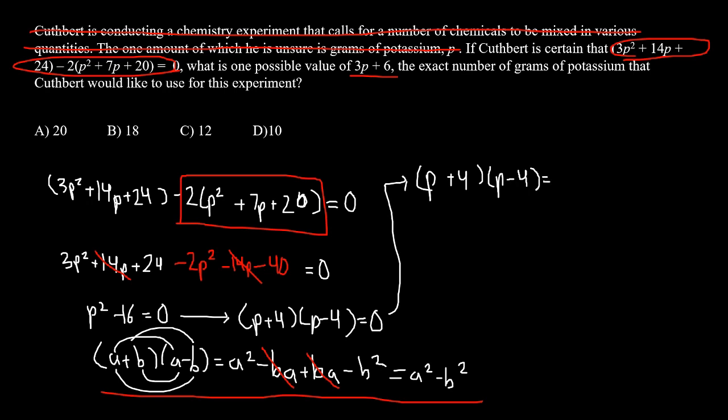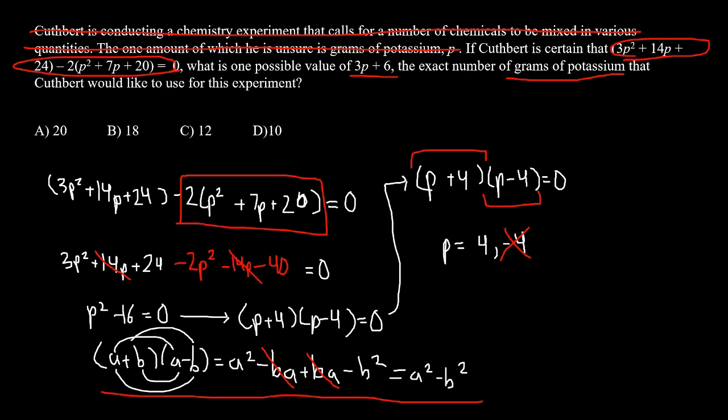One of these terms has to be equal to 0. So that means that p is either going to be equal to 4 or negative 4. But the thing is, p, as you recall, is grams of potassium. Now, I don't know about you, but I don't think you can have a negative number of grams. So it's not going to be negative 4. P has to be 4.